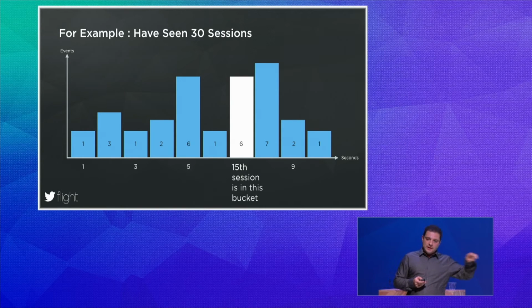And note that even this operation of finding the median session duration is also constant in time with respect to the number of sessions that we've seen, because we're traversing at most a constant number of buckets. So regardless of how many sessions we've seen, this is a constant time operation. This saves us a lot of space and a lot of time in performing these computations.